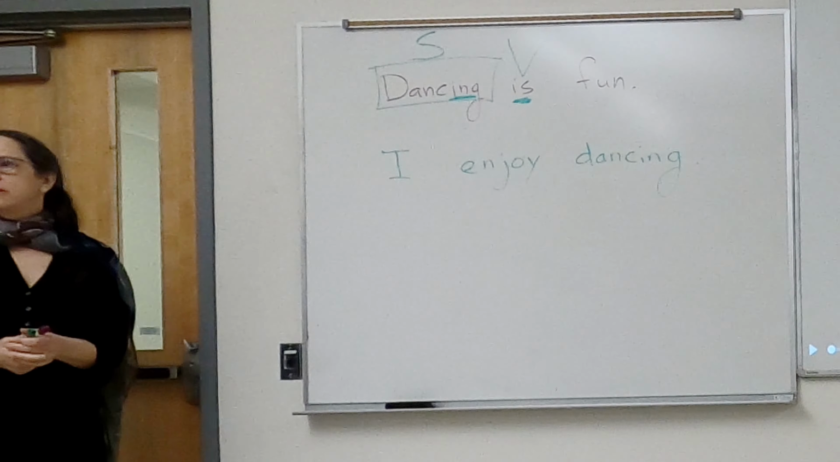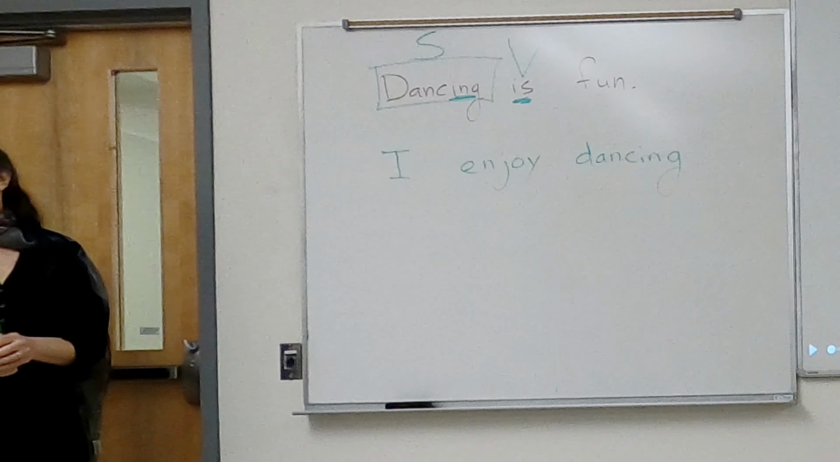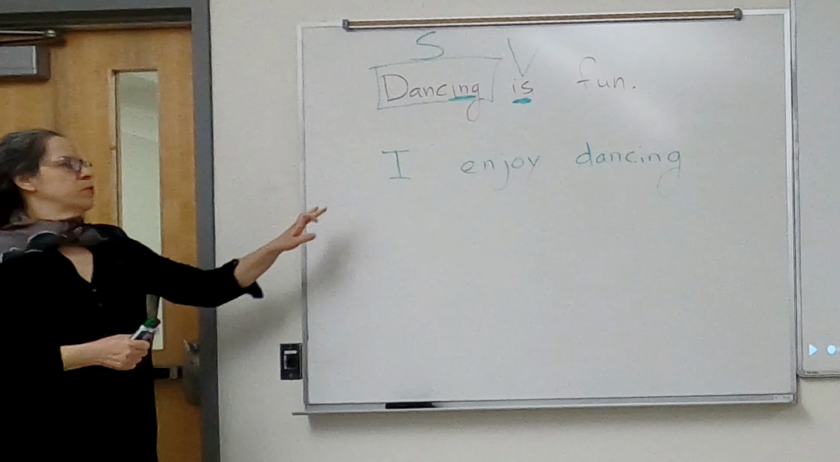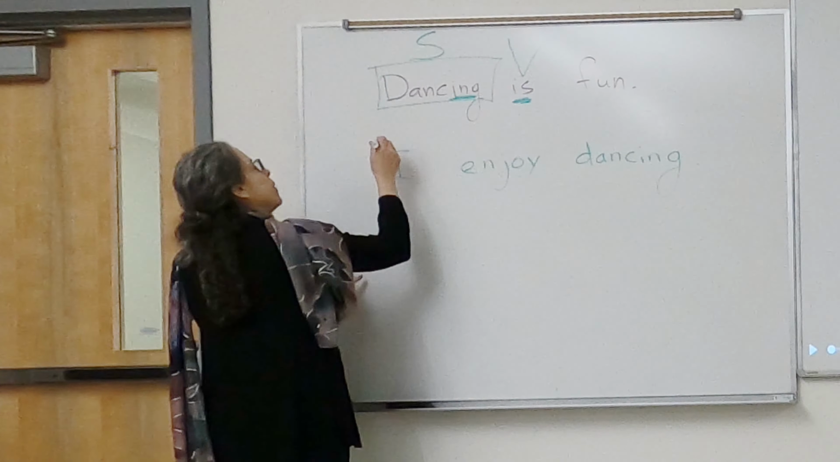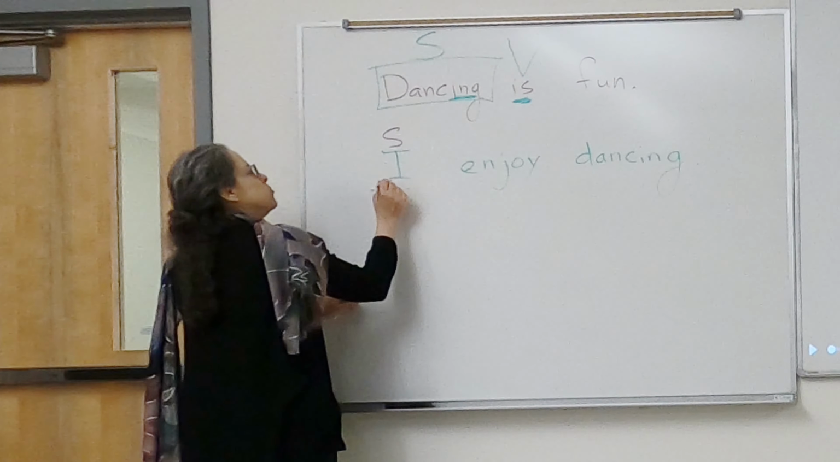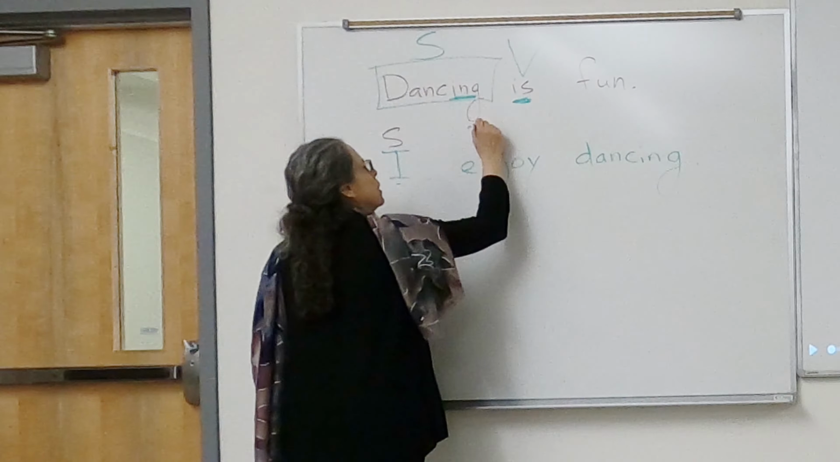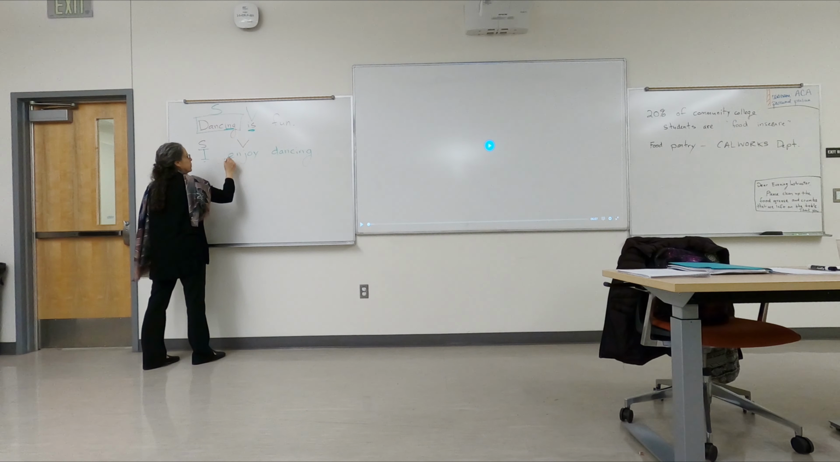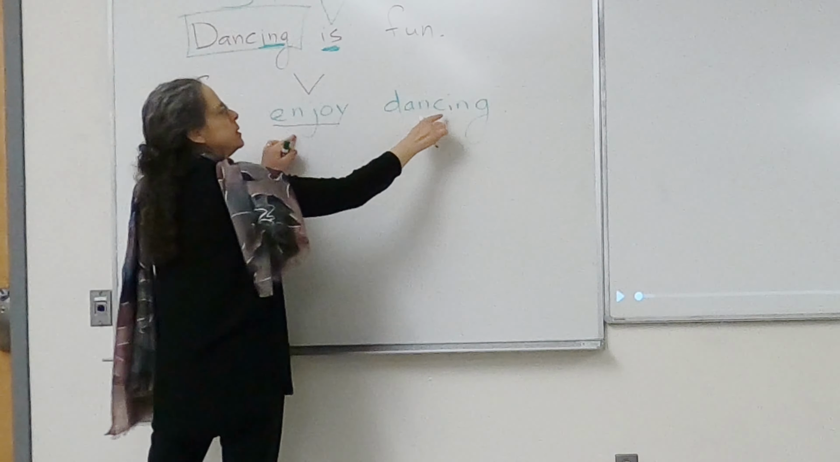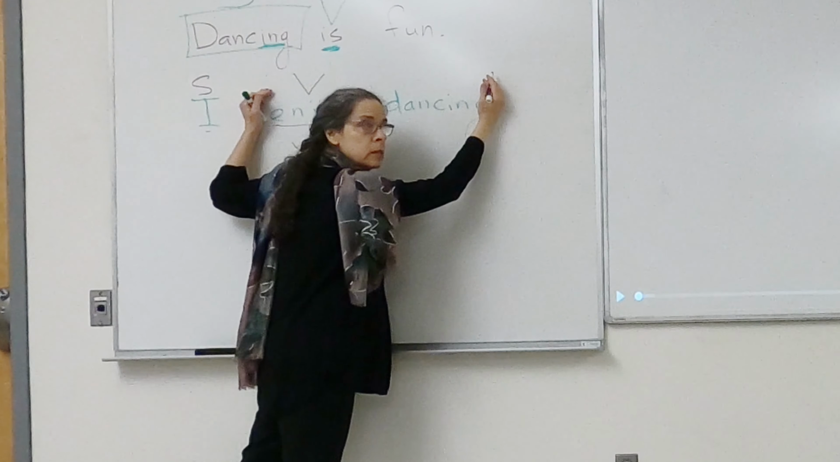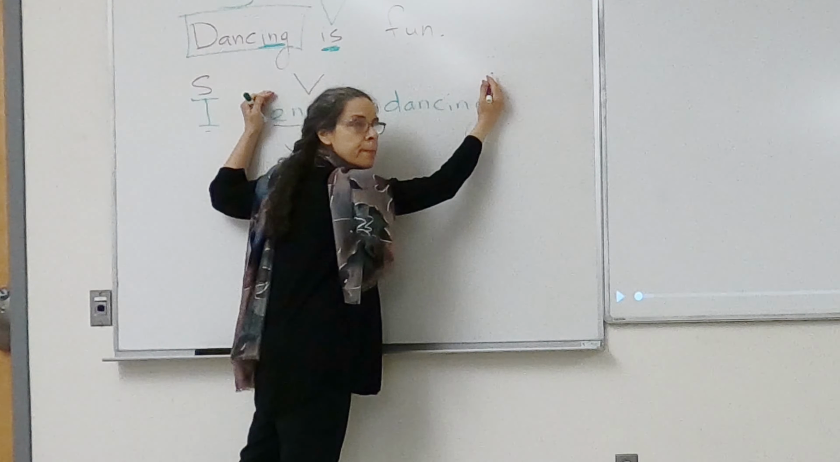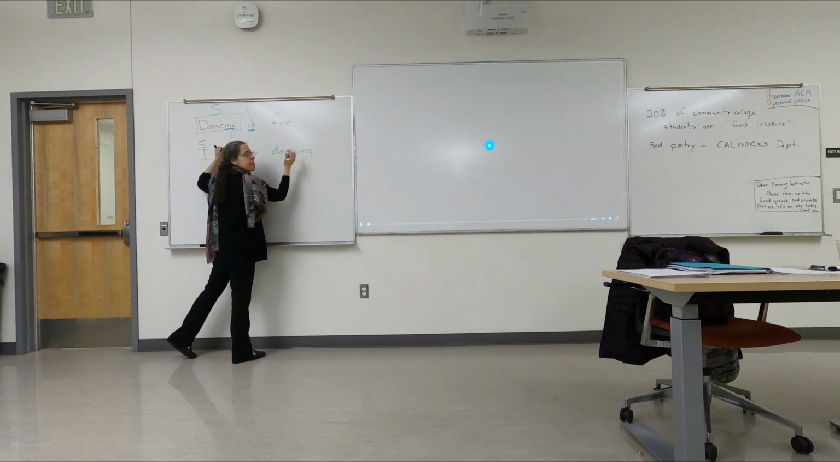It's an object. I enjoy that. So what is the main verb in this sentence? I enjoy it. I have a subject, I, and I have a verb, enjoy. Is this a verb phrase? No, it's an object of the verb enjoy.